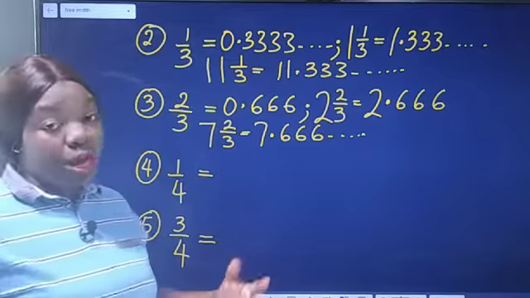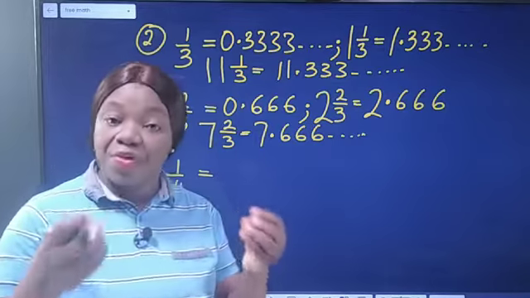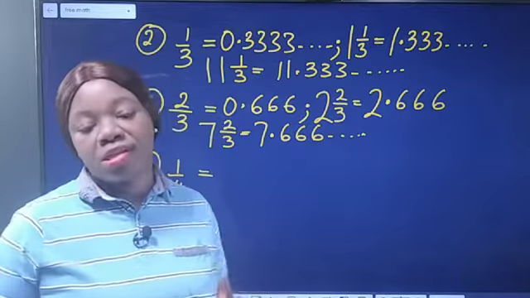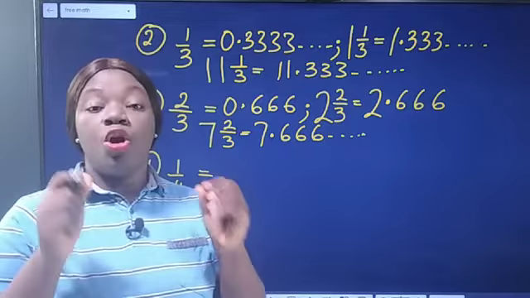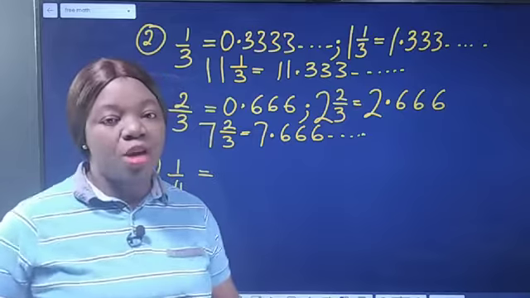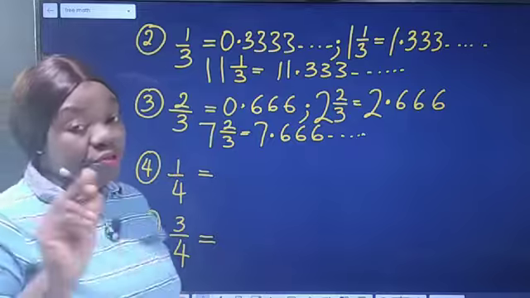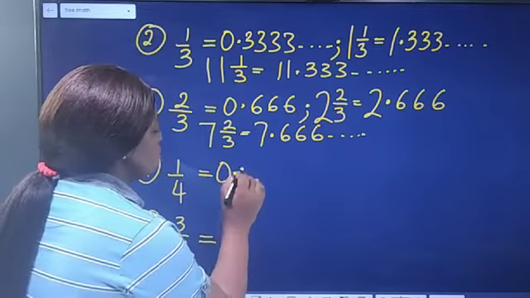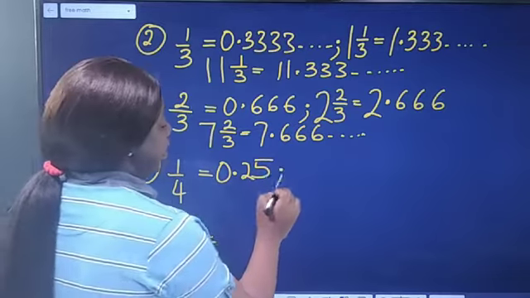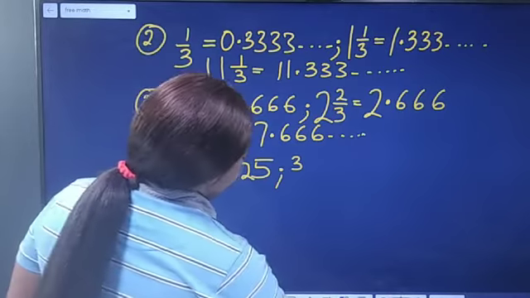Now the next one is 1 over 4. Anytime you see 1 over 4, take note that it is 0.25. When you show your workings to divide 1 by 4, you're going to get 0.25. But there are some fractions whose decimals you should have in mind. So that's the purpose of this class. Now 1 over 4 is 0.25. Okay, I'll come back to 3 over 4.